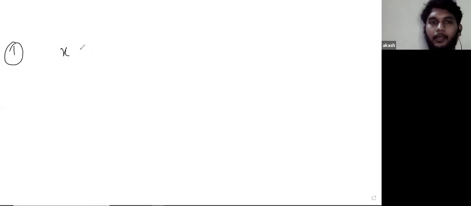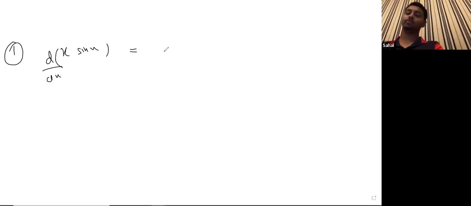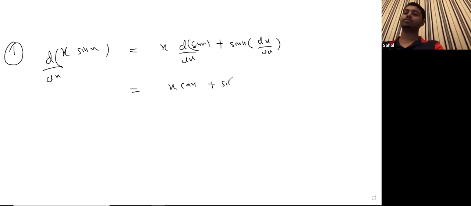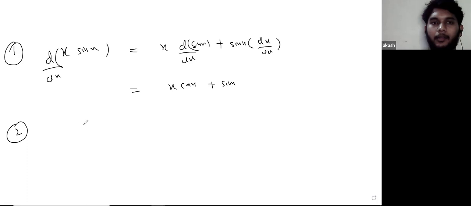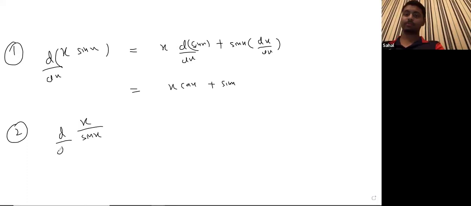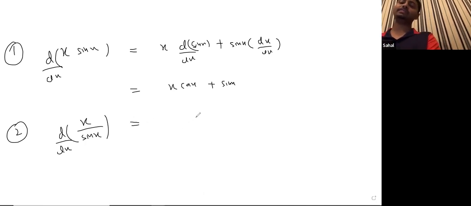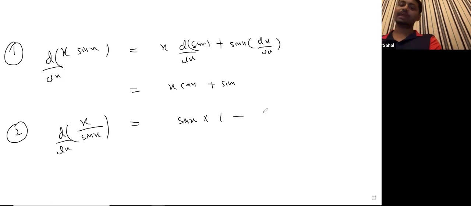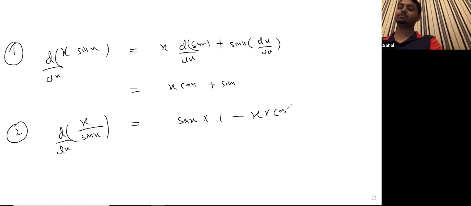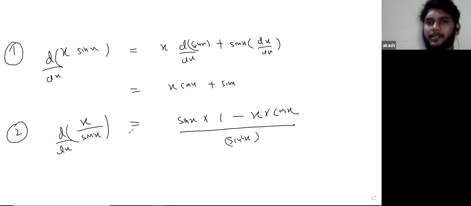Now, if I ask you the differentiation of x sin x, this is u into v form. It will be x into d by dx of sin x, which is cos x, plus sin x into d by dx of x, which is just 1. So this will be x cos x plus sin x. Now let me give you x upon sin x. It will be sin x into d by dx of x, minus x into d by dx of sin x, which is cos x, divided by sin square x. So basics, we are clear, right?